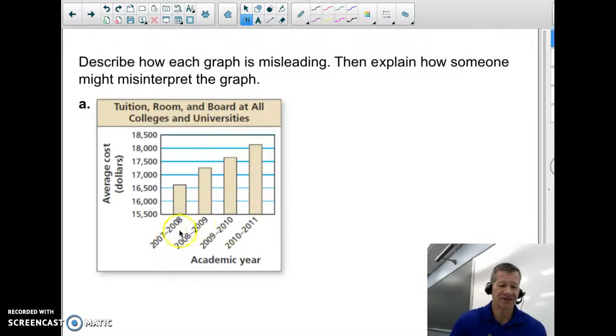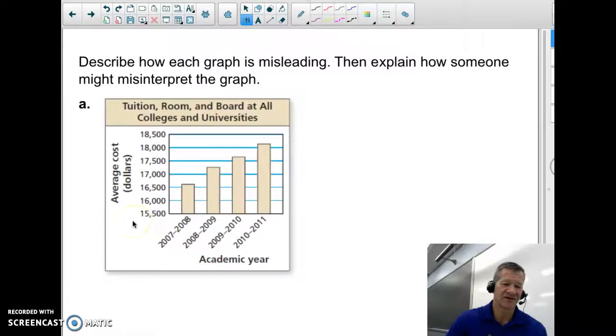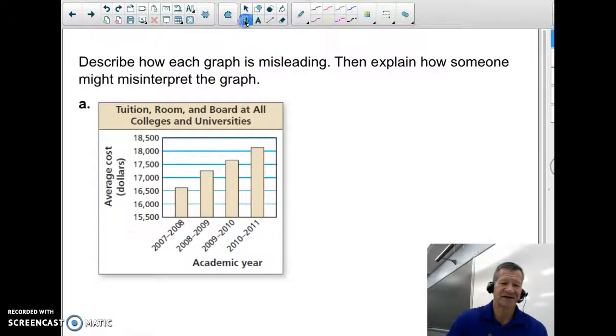Well, what do we see here? We've got academic years down here, so some categories, some quantitative data, and then some qualitative data, the average cost for each year. Okay, as we can see, the costs clearly are going up, kind of in a uniform way. They're going up about the same amount each year. Now the problem is, you notice the graph here starts at $15,500. Okay, it's not starting down at zero. And there's no break shown or anything. Starting at 15,500.